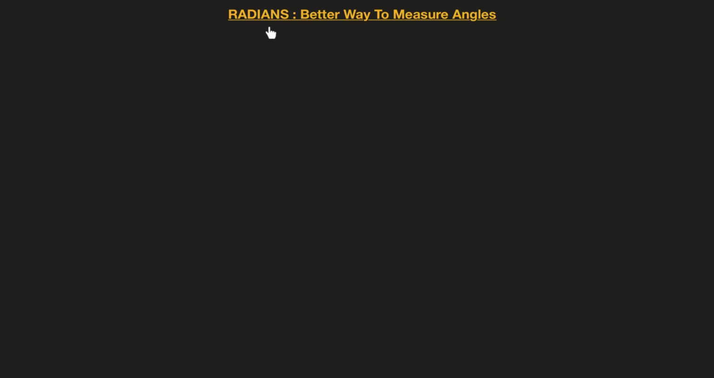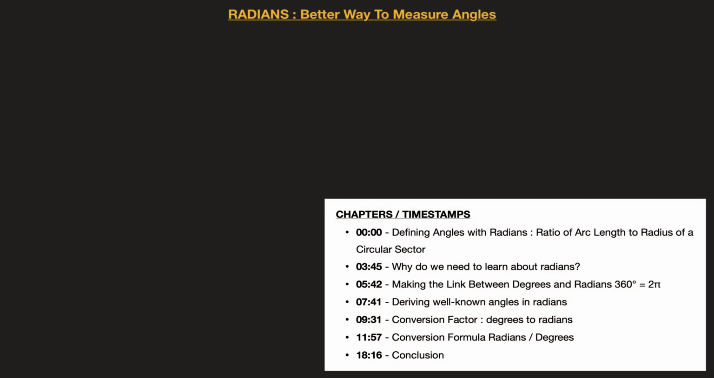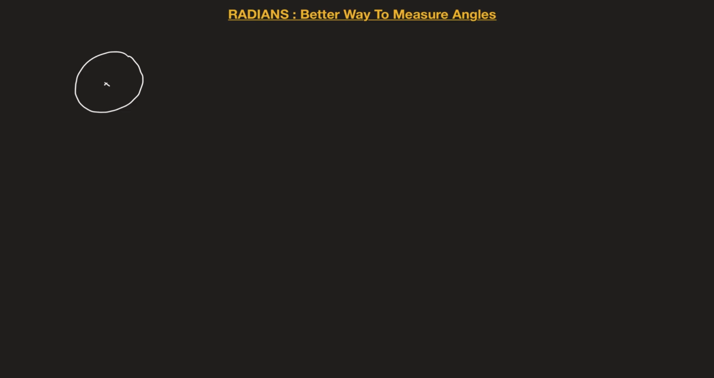We now learn about radians, which for all practical purposes is a better way to measure angles. And to illustrate how radians are measured, I'll be using a circle. So I'll make a quick sketch right here. Let's say I've got a circle with center here, and I'll draw a radius right there. That's a radius r.